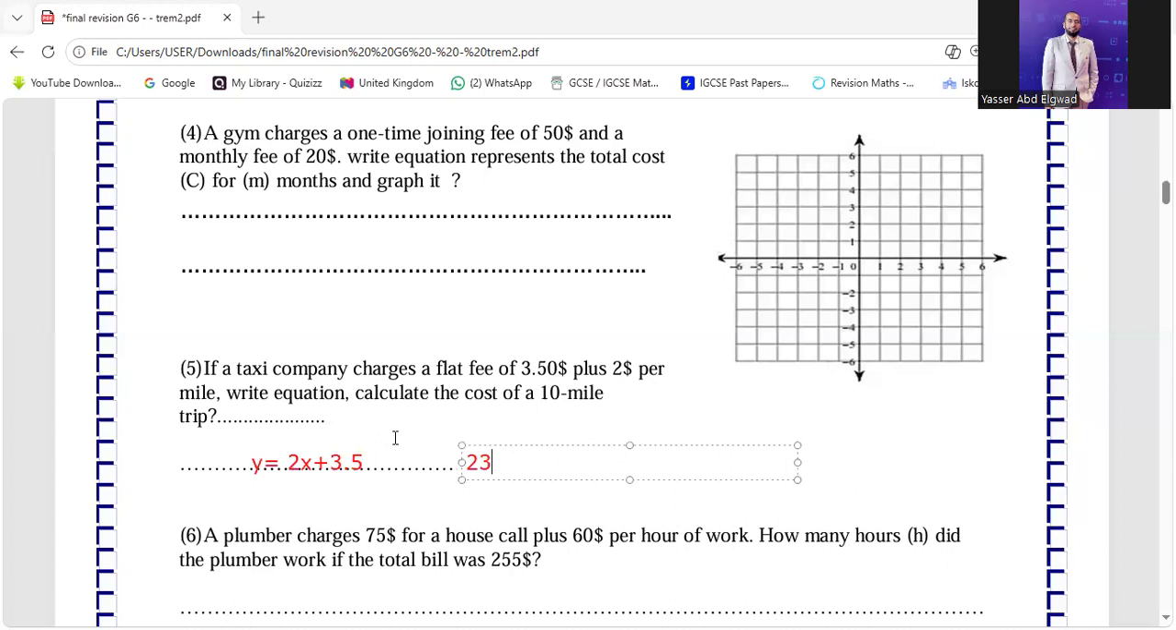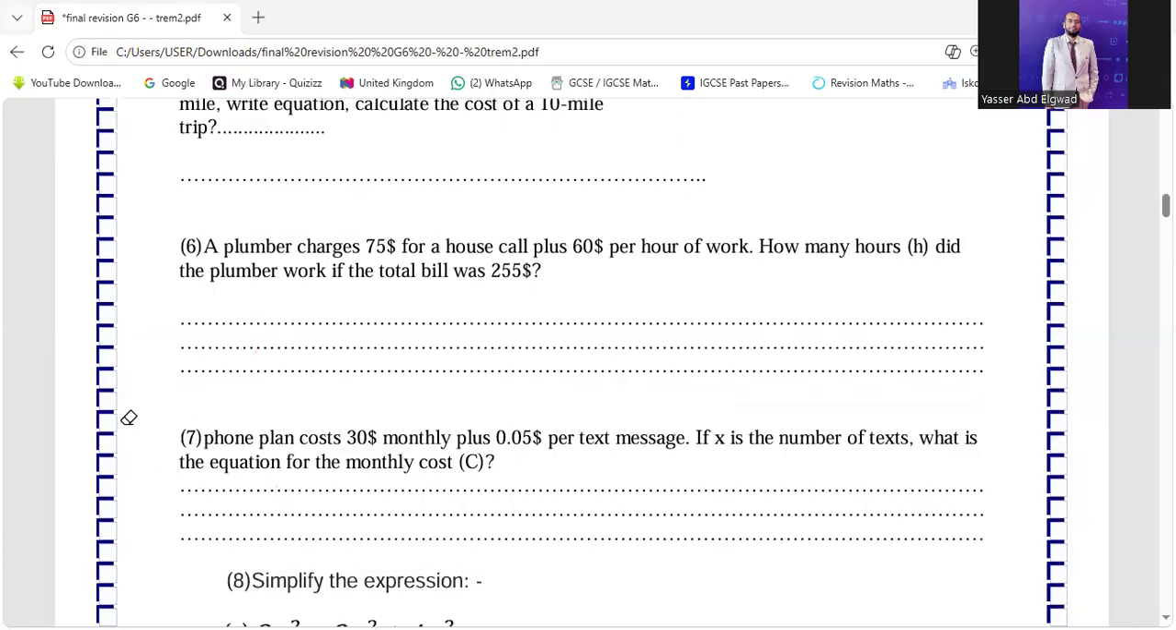The next one, the same. If you understand the first, you can solve the same. Number 6 is the same. How to solve it? A plumber charges the same. Here is the fixed fee, a charge for visiting. When you call the plumber, if he comes to your home, you have to pay 75. After that, if he works, you will pay 60 per hour.